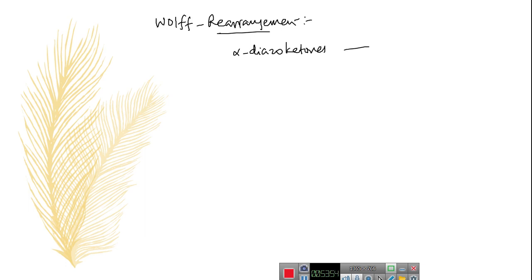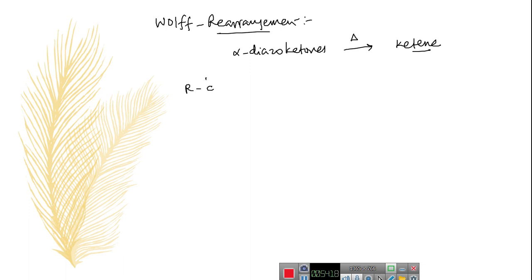So another rearrangement reaction which involves a carbene intermediate is called Wolff rearrangement. So what is Wolff rearrangement? The thermal decomposition of alpha diazo ketones, right? Alpha diazo ketones generally produce ketenes via carbenes. So that is called Wolff rearrangement. So the thermal or photochemical decomposition of alpha diazo ketones to ketenes via carbene intermediate is called Wolff rearrangement.